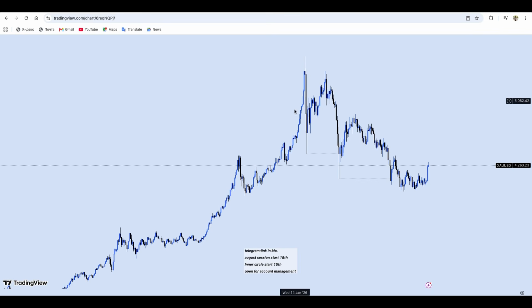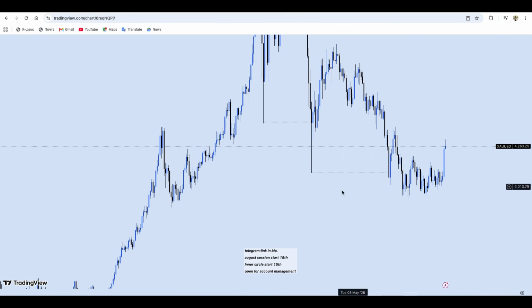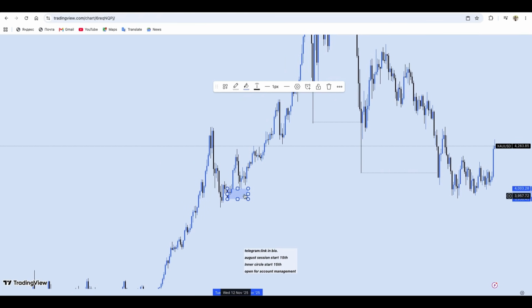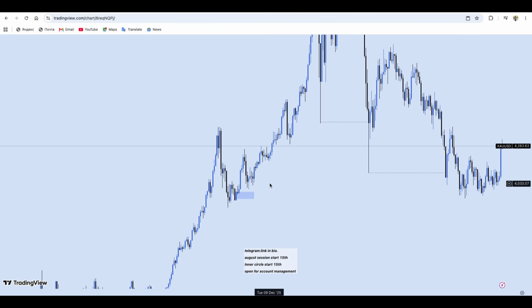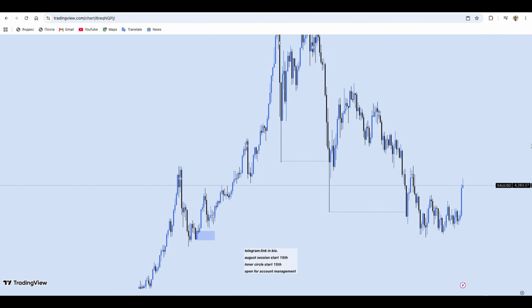So price failed to respect this level. Market failed to respect this level when it was moving to the upside. It failed to respect that order block sitting here, right? This is a daily time frame order block that the market was supposed to respect, but then it failed. So price has to go up and then later come back to mitigate it.